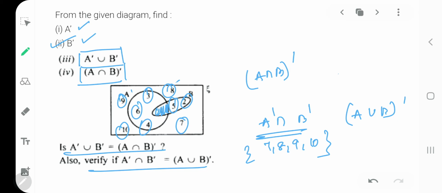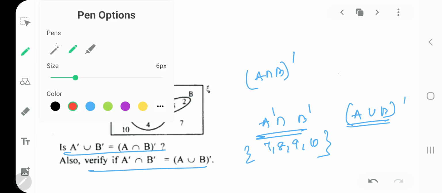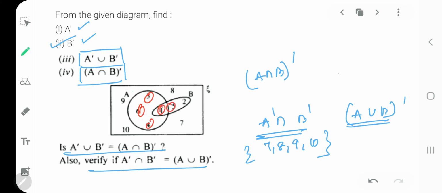Please do and check. And you also have to find A union B complement. A union B is all the elements together from A and B. If you notice here, these all elements are included in A union B. Whatever remains in the universal set, that will be your A union B complement, and I guess that will be 7, 8, 9, 10. So if you notice, these both are equal, hence you can say this is verified. Clear?